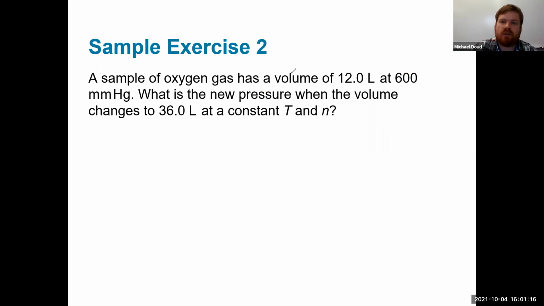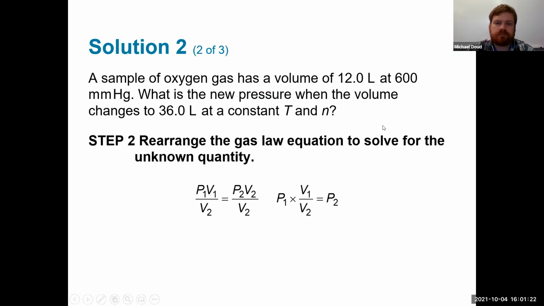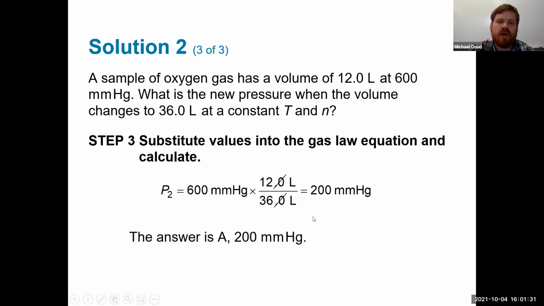So let's just go ahead and apply P1V1 equals P2V2. If we solve for P2, we would find that P1 times V1 divided by V2 should equal P2. Then all we have to do is plug in our numbers. We started with P1 of 600 millimeters of mercury. We have V1, 12.0 liters, divided by 36.0 liters. Multiply it all out, you end up with 200 millimeters of mercury.